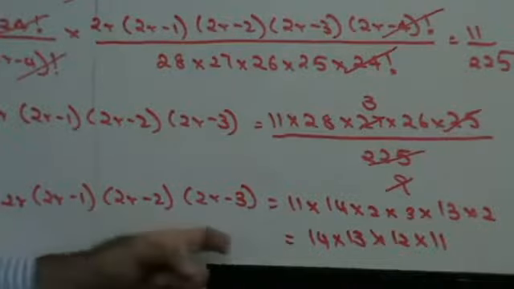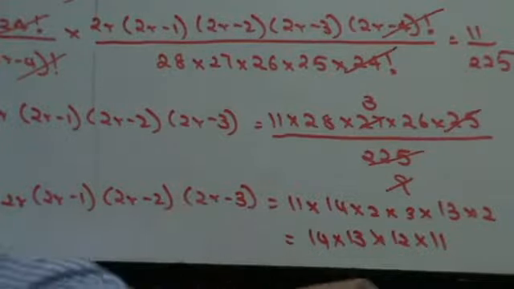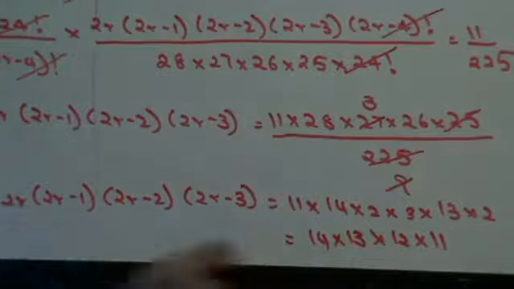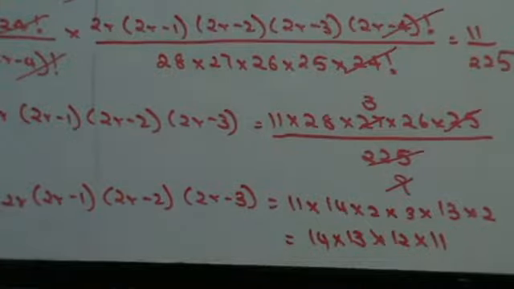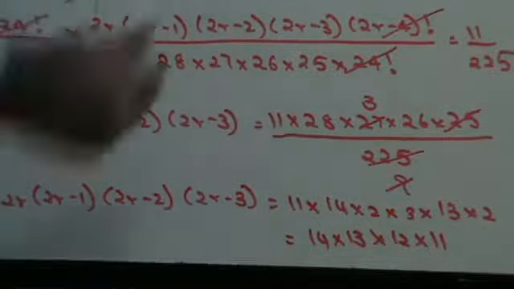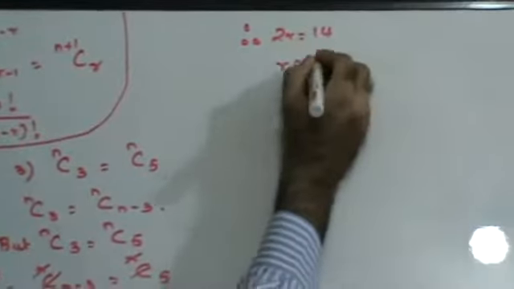I have 4 numbers in descending order here. Therefore, the first number should give you the first number. So I can therefore say 2r is equal to 14, r is equal to 7.